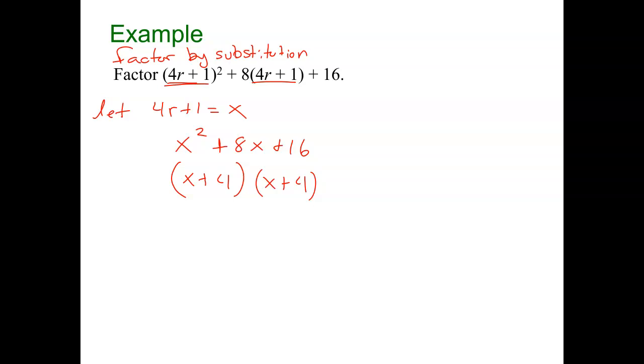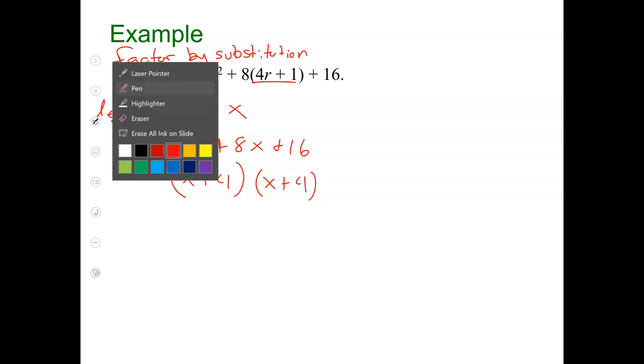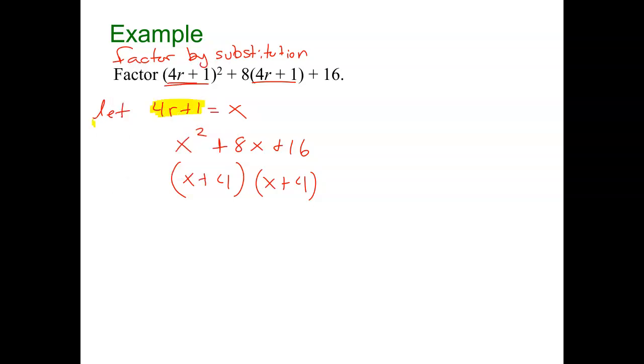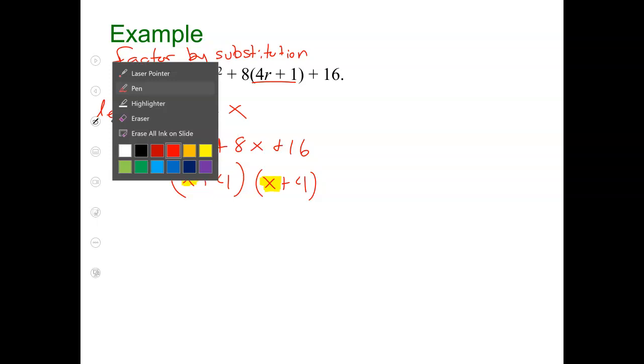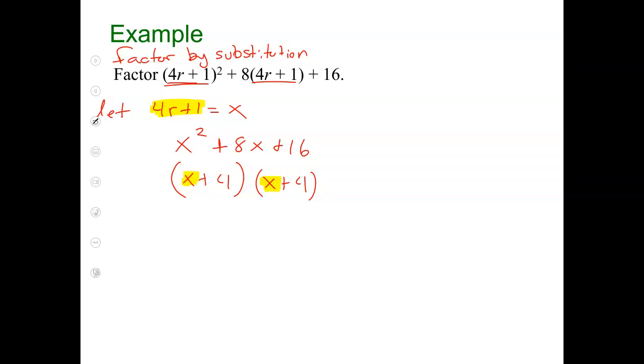Okay, so I replaced 4r plus 1 with x. Now I'm going to go back and replace x with 4r plus 1. I'm going to take this and we'll plug it in again back here. Now that it's factored, the hard part's done. So I can take what I substituted and plug it back into my factored expression, and now I have 4r plus 1 plus 4, and then 4r plus 1 again, plus 4.